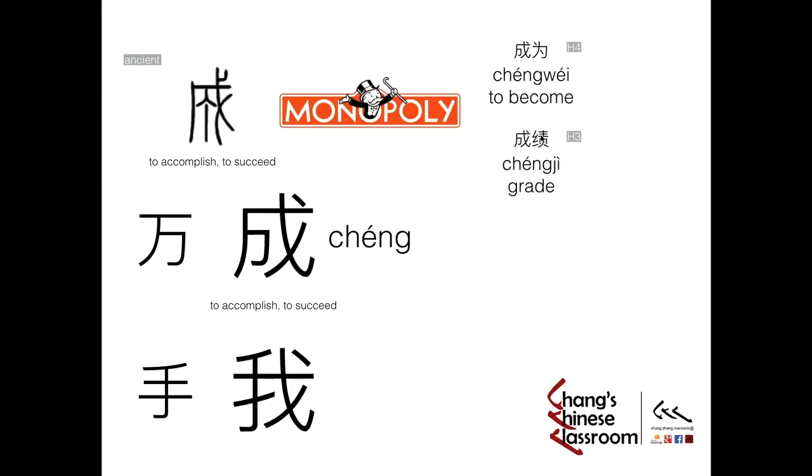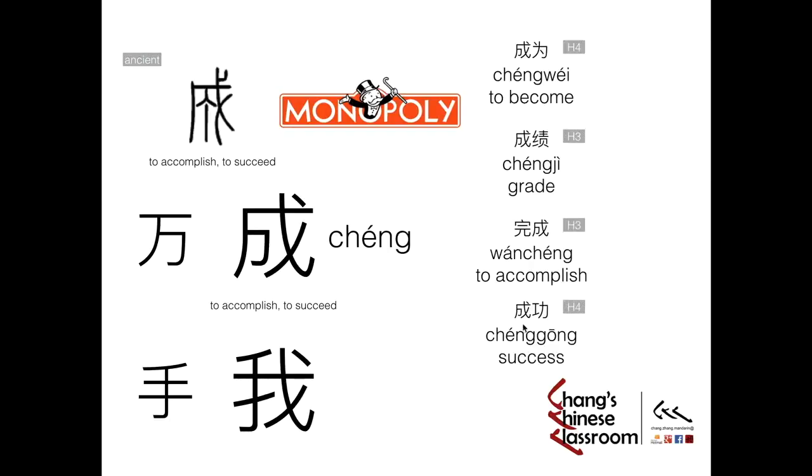And 绩 means the result, the grade. And 成绩 to me feels like the final result. Altogether, 成绩 refers to the general grade or score. And both 完 and 成 mean to accomplish. And 成功: you finish your effort, that means success.